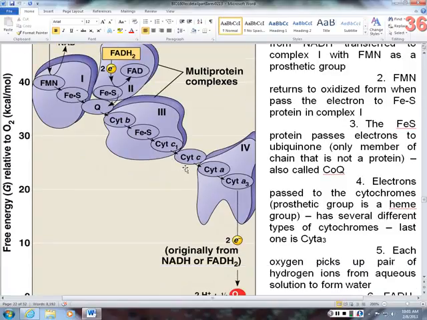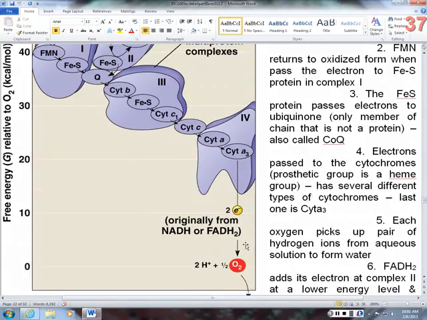Until they get to complex 4 here, where you have cytochrome A3, and it's going to pass these electrons out the other side of the membrane. So what you've done is you've passed these electrons along this membrane in here, and they get to the other side. So now you have protons and electrons that are separated on 2 different sides of a membrane.